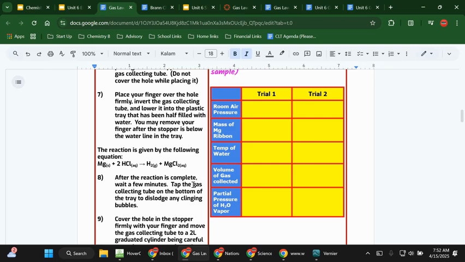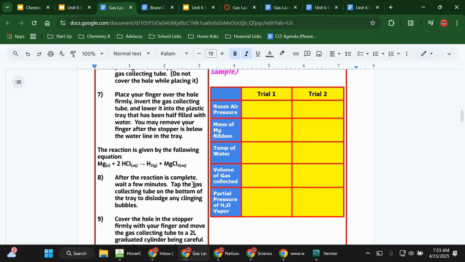I will guarantee you the mass of the ribbon probably changes. The chances of getting 2 pieces of ribbon that are exactly the same mass are not good. Okay? Temperature of the water should be the same. The volume of the gas collected will be different.